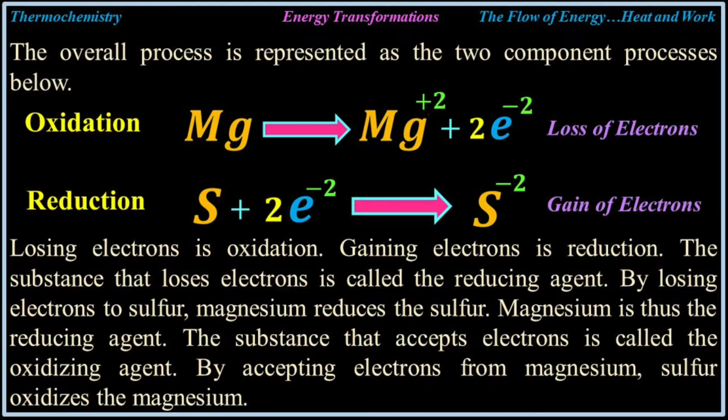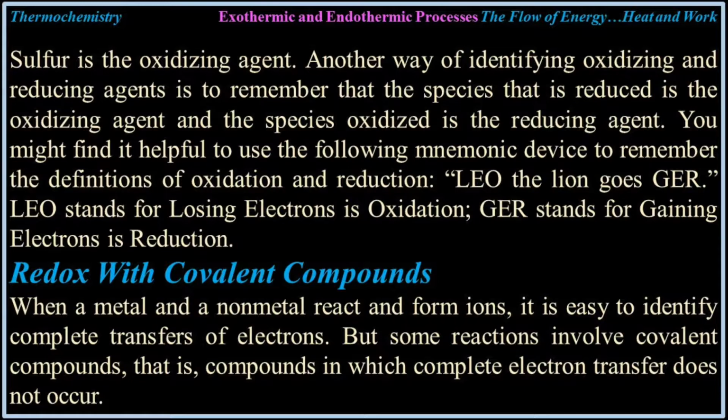So review. What's the oxidizing agent? What's the reducing agent? What is oxidized and what is reduced? It all goes hand in hand. It's the yin and yang of chemistry, oxidation and reduction. Sulfur is the oxidizing agent. Another way of identifying oxidizing and reducing agents is to remember that the species that is reduced is the oxidizing agent, and the species oxidized is the reducing agent.